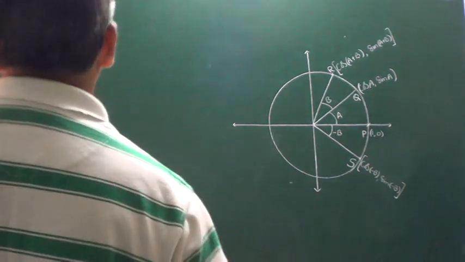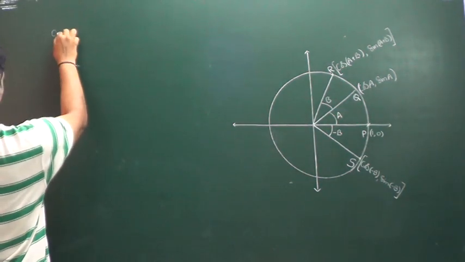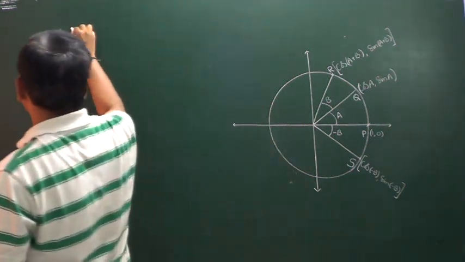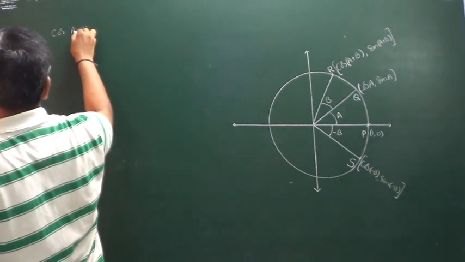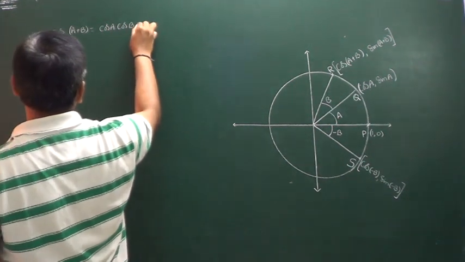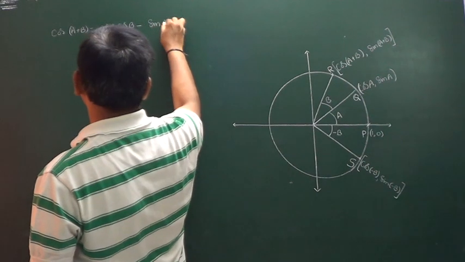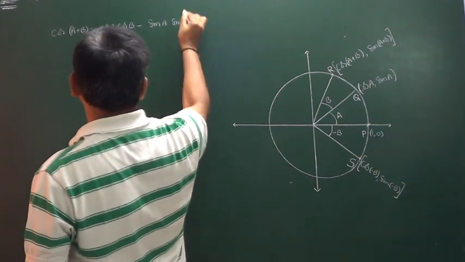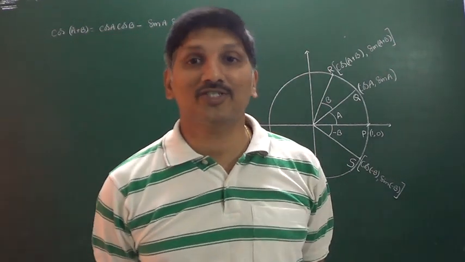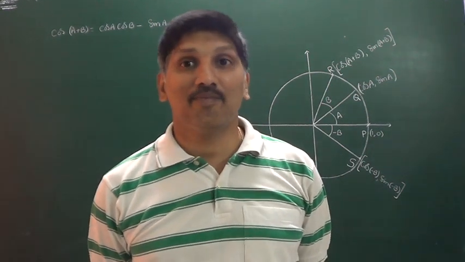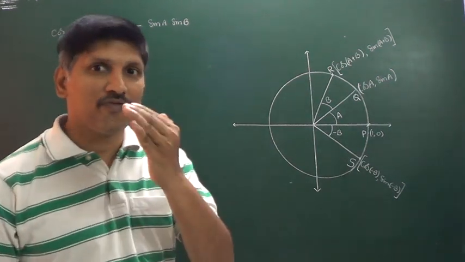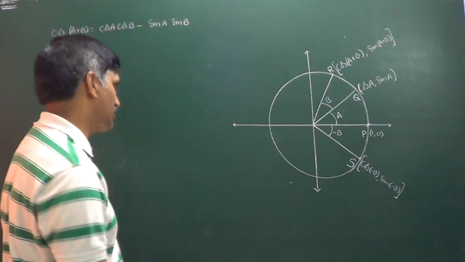The cos of a plus b formula is: cos of a plus b is equal to cos a cos b minus sin a sin b. That is the formula for cos of a plus b. So I am going to prove this particular formula also. Before going to prove that particular formula, pay attention here.